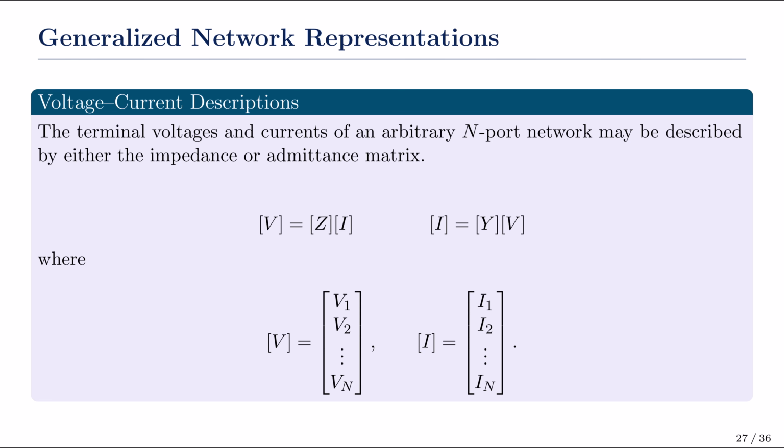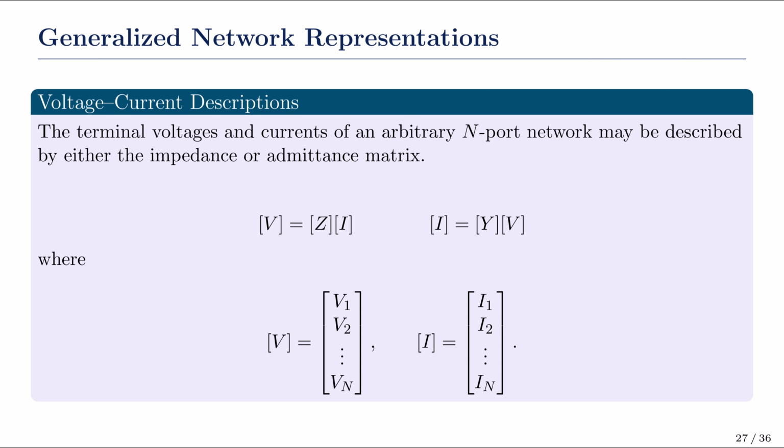Just as for two-port networks, an arbitrary n-port network may be represented in two equivalent ways. The first representation uses the impedance matrix, which relates the voltage vector to the current vector. The second uses the admittance matrix, which expresses the current vector as a function of the voltage vector. Notice that the vectors now contain n components, one for each port of the network.